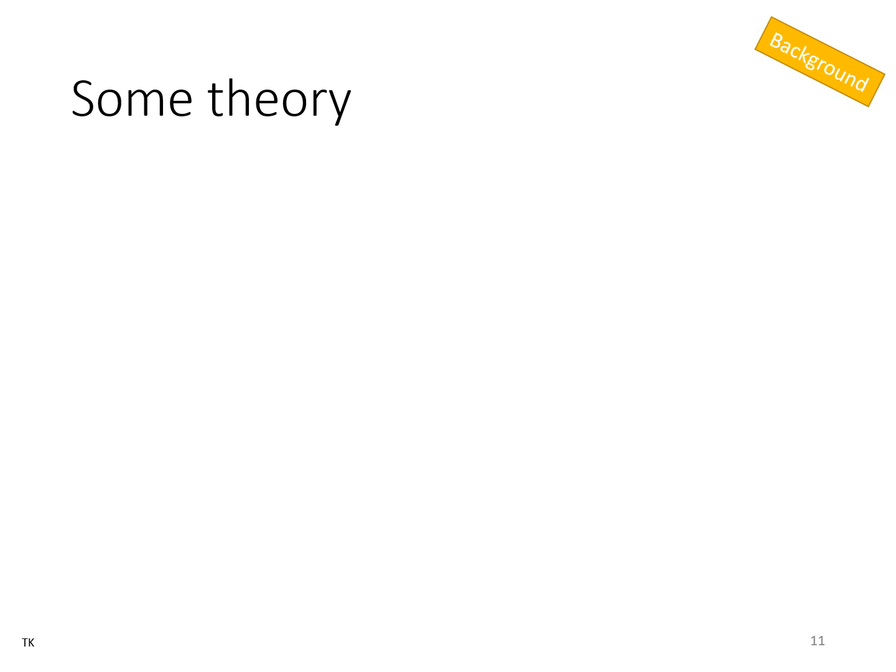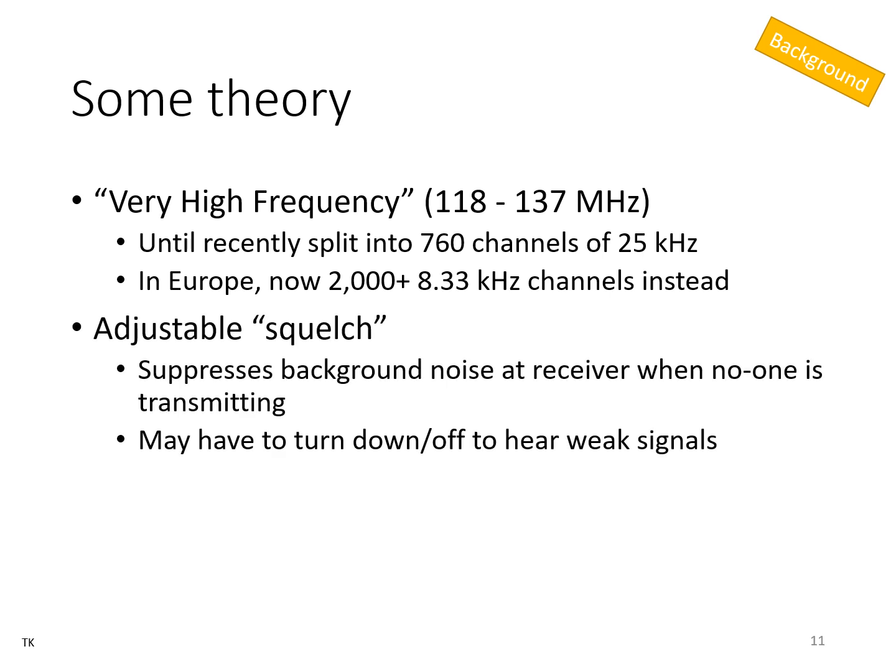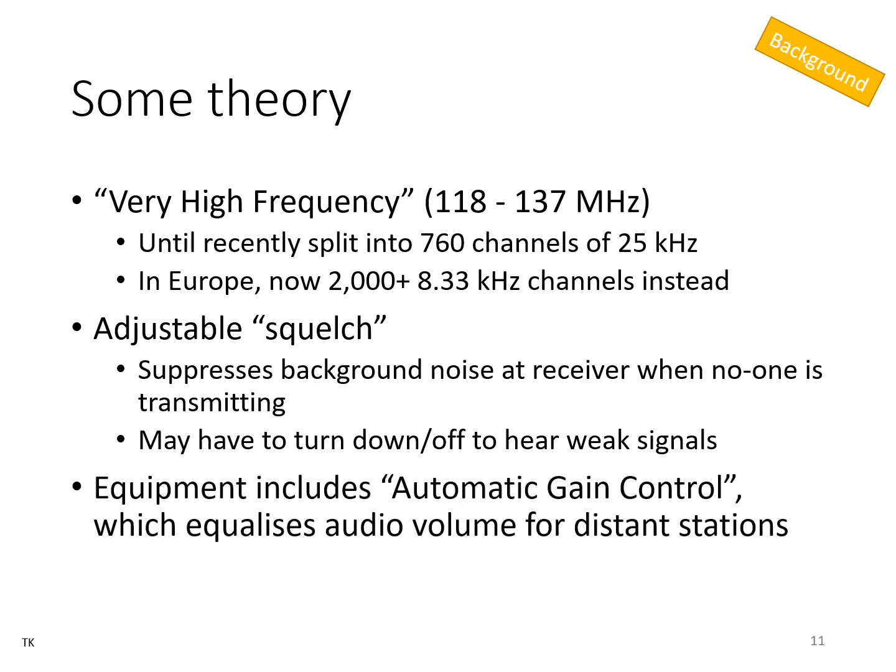Here's a little bit of theory. VHF stands for very high frequency, and it's the band in which aeronautical transmissions are made. Until recently, this band was occupied by 760 channels of 25 kHz. In Europe, that has now been changed to almost 3 times as many 8.33 kHz channels. Each radio has a squelch control, which suppresses the background noise when there is no transmission. That needs to be set right to avoid noise, but it may be necessary to turn off the squelch to hear weak signals. Radios have an automatic gain control to equalize the volume for distant stations.